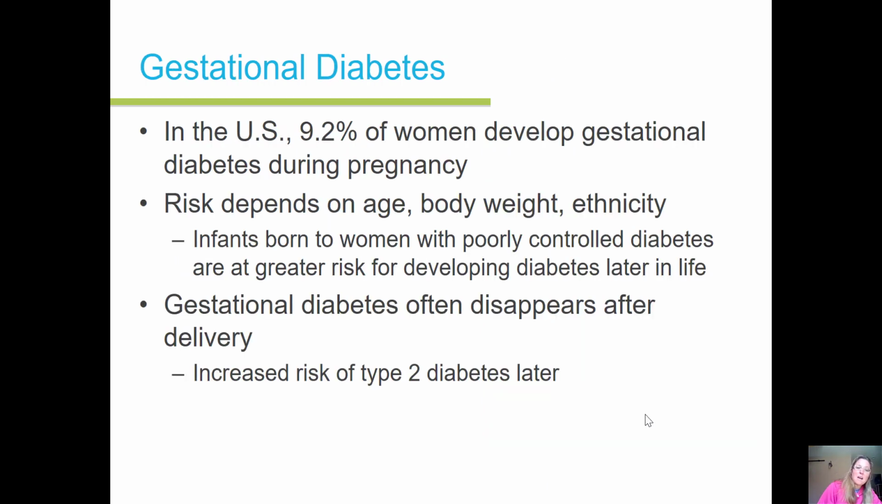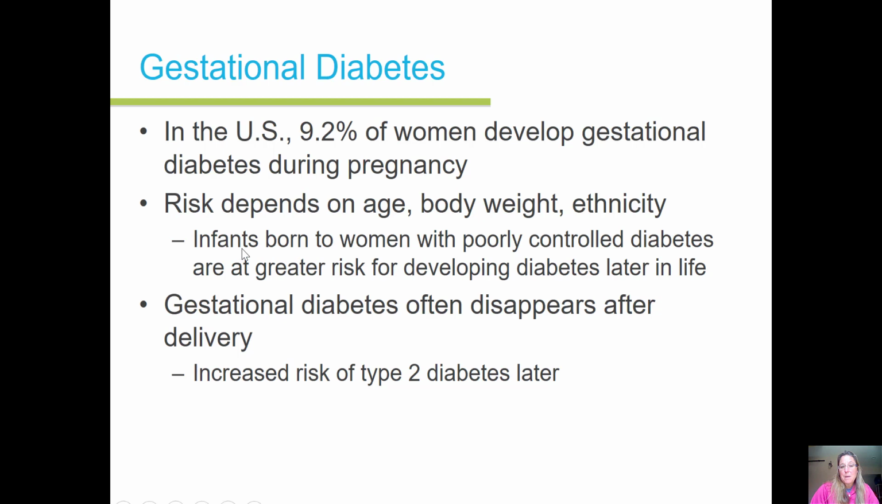Gestational diabetes, it's not as common, but women do develop it. Our risk of developing it actually depends on our age. So the older we are going into pregnancy, we have an increased risk. The more overweight we are going into pregnancy, our risk is increased. And then ethnicity. We tend to see it more often in Hispanic and African American women as well.